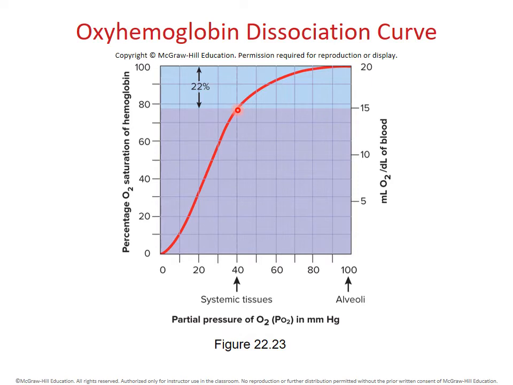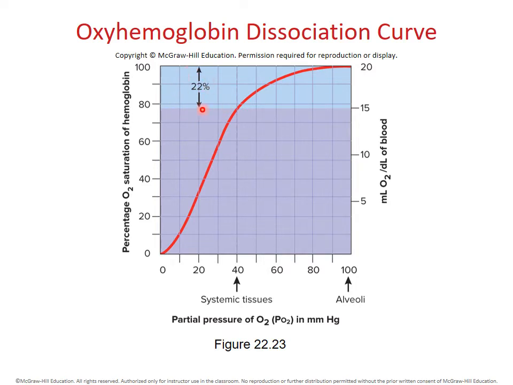Now you might say to yourself, well, why does the molecule behave this way? Why doesn't it release 30% or 40% or 50% of its oxygen when it arrives at the tissues? Well, there's a couple answers to this. One is it doesn't need to. As we know just from experience, this 22% of gas is plenty to support the metabolic activity of most tissues at rest. We don't need any more oxygen than that.